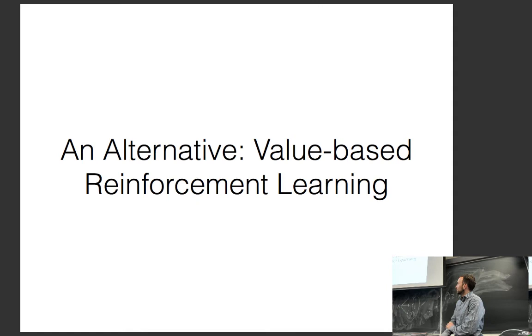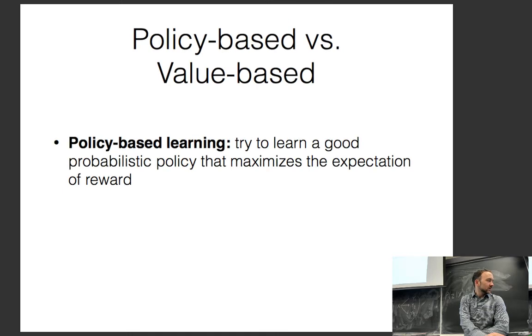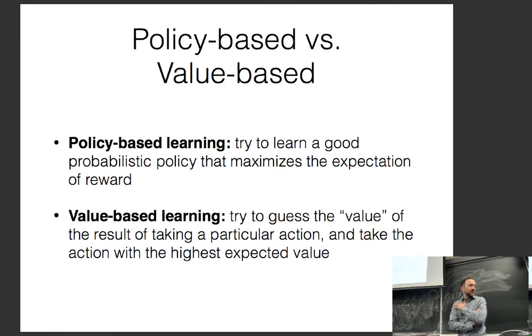Okay, so an alternative view to policy-based reinforcement learning, there's also value-based reinforcement learning. These are different in that policy-based reinforcement learning, which I just talked about, is trying to learn a good probabilistic policy that maximizes the expectation of the reward. On the other hand, value-based reinforcement learning is trying to guess the value that will result from taking a particular action. So in other words, given this action, what do I expect my reward is going to be? And then once you do this, you return the action with the highest expected value.